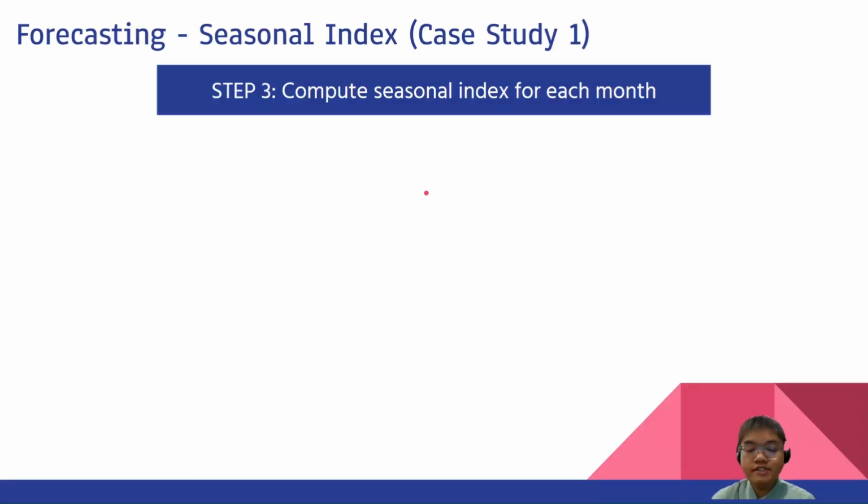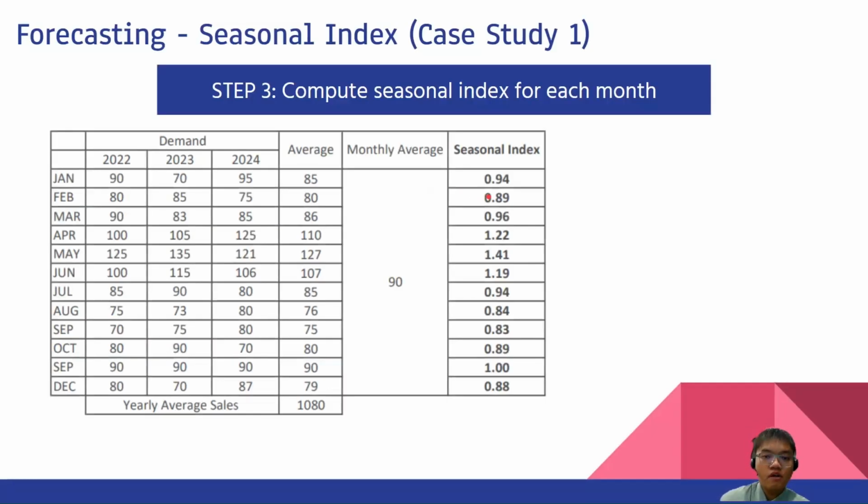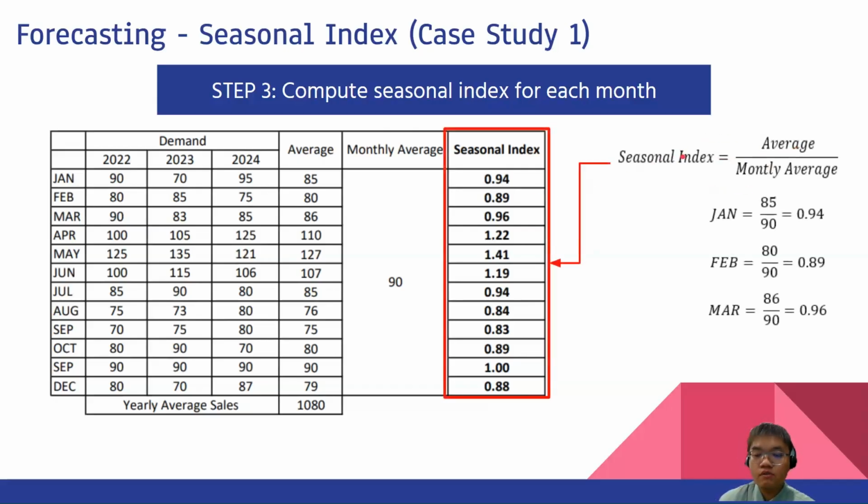Okay, so after calculating the monthly and yearly average, next we proceed to compute the seasonal index for each month. In order to get the seasonal index, this is the formula that we use: average divided by the monthly average. For example, January, the average is 85 and the monthly average is 90. So we just divide 85 by 90, and we get 0.94. The same goes for February, 80 divided by 90, we get 0.89. March, 86 divided by 90, we get 0.96. We continue the calculation for the rest of the months until December.